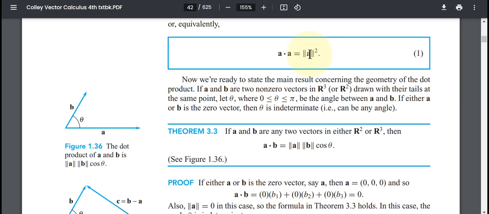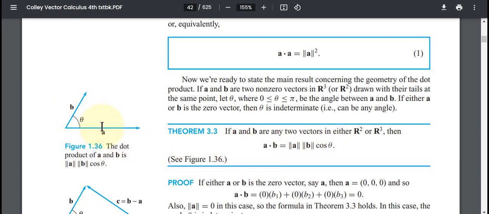So what is the right answer? A dot B is the norm of A times the norm of B, but there's an extra factor in here, which is the cosine of the angle between A and B. What do we mean by the cosine of the angle between them?